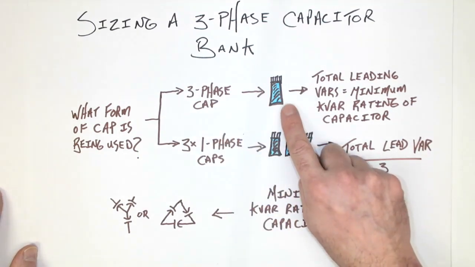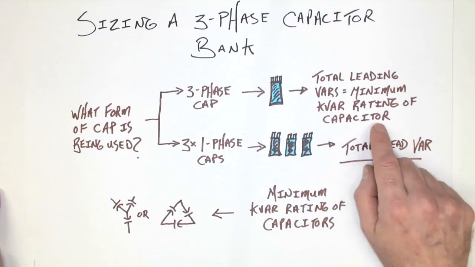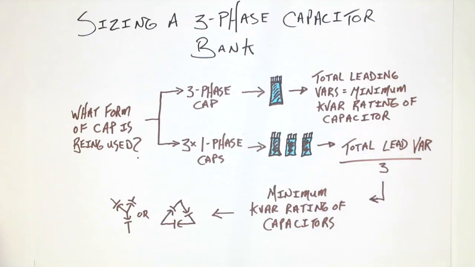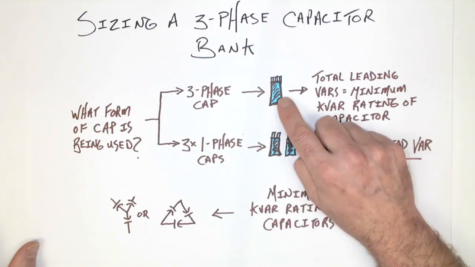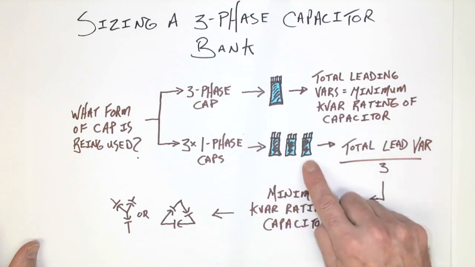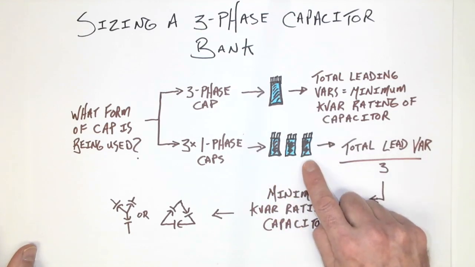Three-phase capacitors have 3 terminals. And so to size the capacitor, it's quite simple. Total leading VARs equals the minimum kVAR rating of the capacitor. However, when you get into larger power factor correction applications, the three-phase capacitors are not large enough. And due to that, we need to then size individual single-phase capacitors.